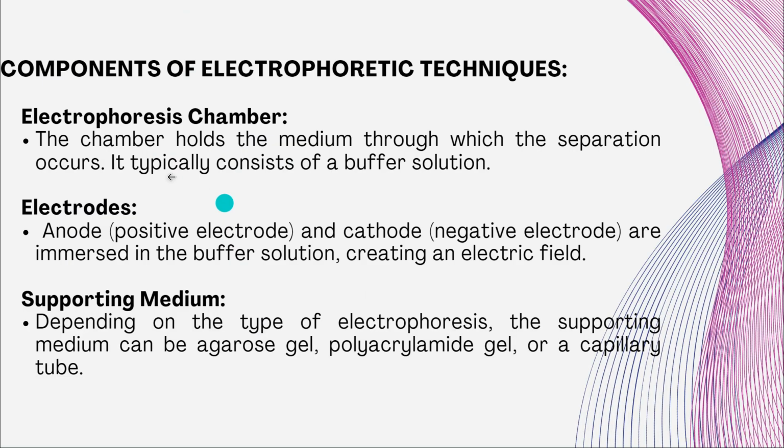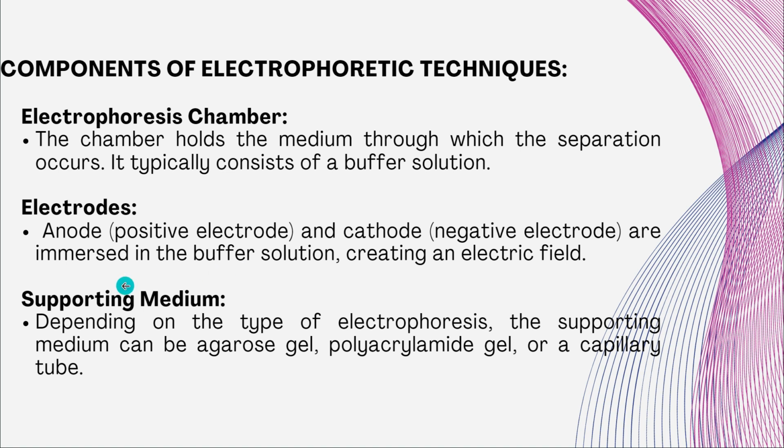So moving on to the components of electrophoretic techniques. The electrophoresis chamber, which we have already seen. Electrodes: anode, the positive electrode, and cathode, the negative electrode, which are immersed in buffer solution, creating the electric field. And negatively charged particles get attracted to the anode, and positively charged particles get attracted to the cathode in the electrophoresis technique.